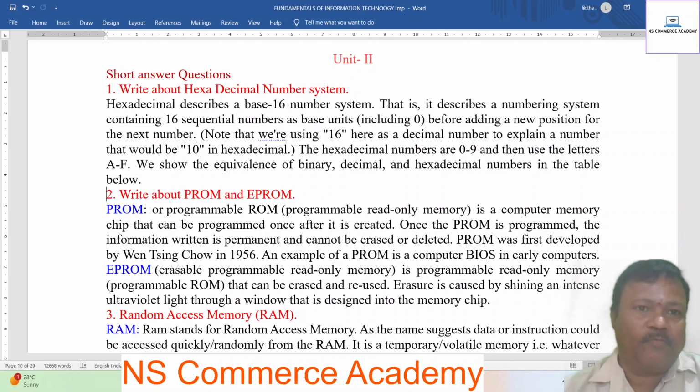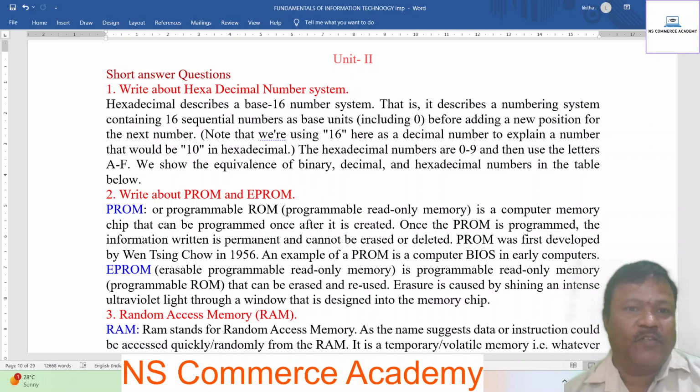Okay friends, come to the point. Important short answer questions from unit number 2. First one, write about hexadecimal number system.